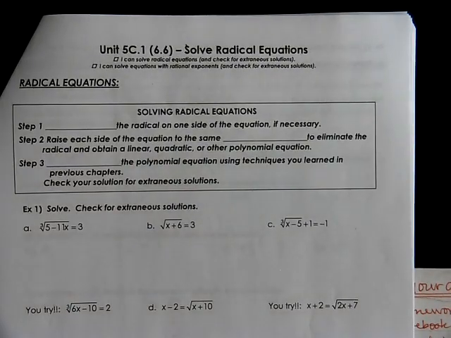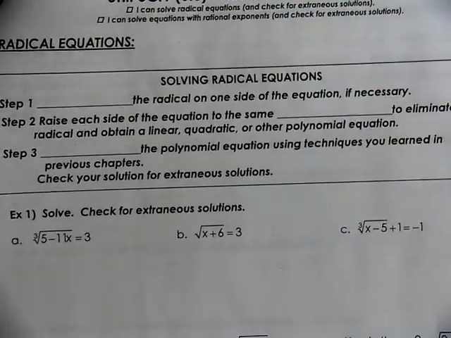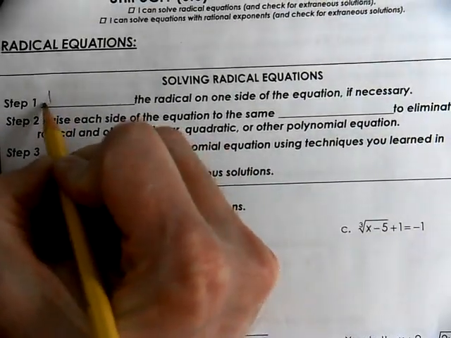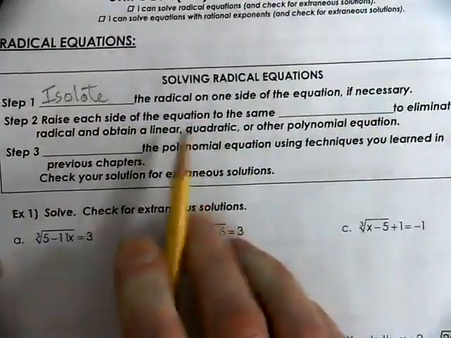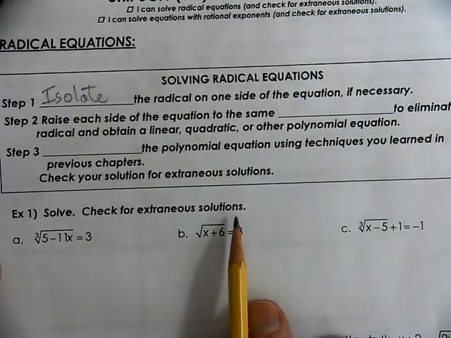This is Algebra 2 with Trig, 5C.1. We are solving radical equations. So when we solve an equation with radicals, as we see below, we need to isolate the radical on one side of the equation. You need to get the radical by itself.